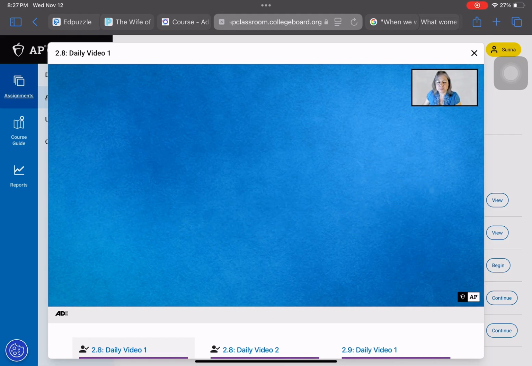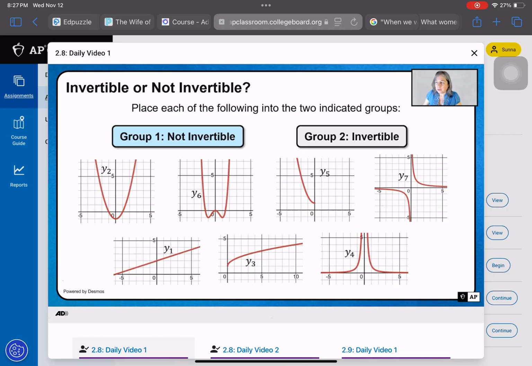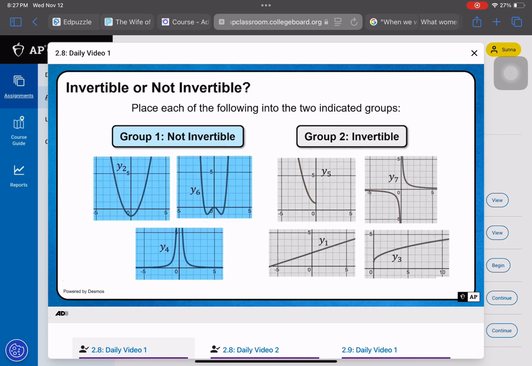Let's review. So the question is, do we have invertibility or not? So take a moment and pause and see if you can identify these functions, put them in the correct group for not invertible and invertible. So let's look at group 1. In group 1, we see that we can choose an output that is generated by 2 different input values for each of these 3. We see that in group 2, we have every input generating an output and every output being generated by only 1 input.